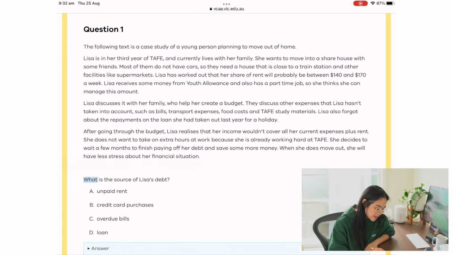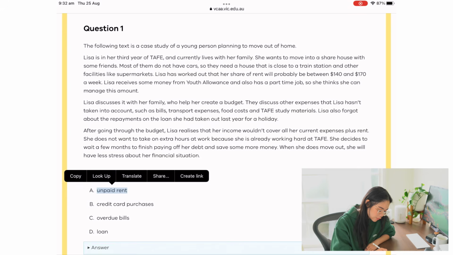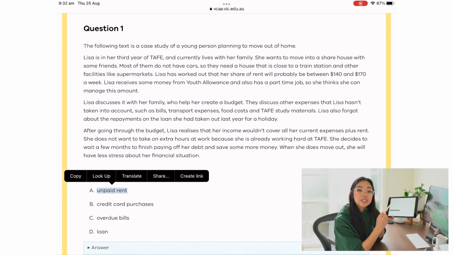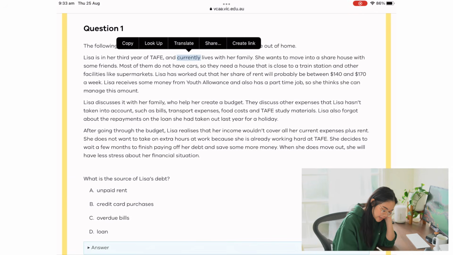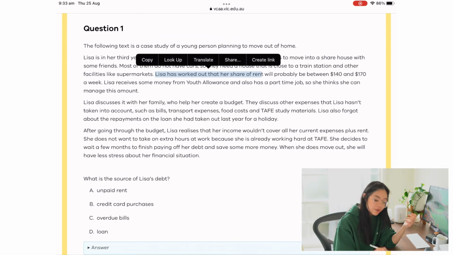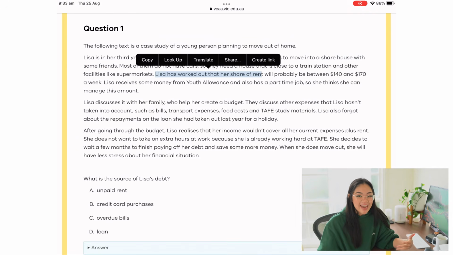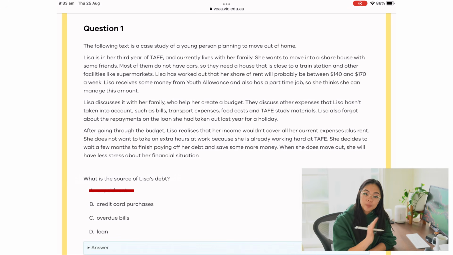So if we look here at what is the source of Lisa's debt, we've got firstly unpaid rent. What I do in a question like this is start going through the paragraph again and see if there's any evidence to say that she has unpaid rent. What I can see is that she currently lives with her family. She wants to move to a share house and she has worked out what her share of rent is, but she hasn't actually moved out yet, and therefore she doesn't have any unpaid rent. So don't let the fact that she's talking about rent confuse you into thinking that she has unpaid rent. That crosses out option A.